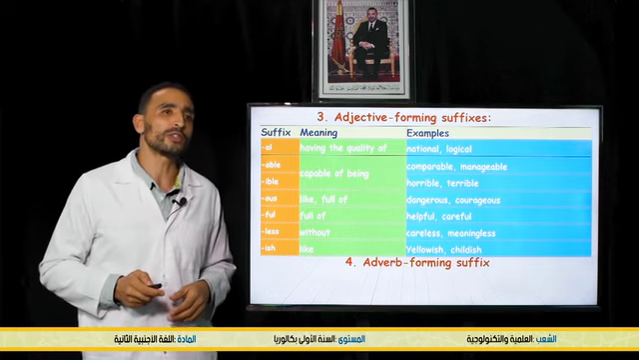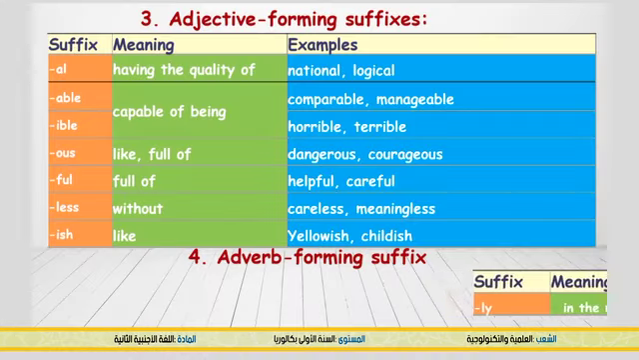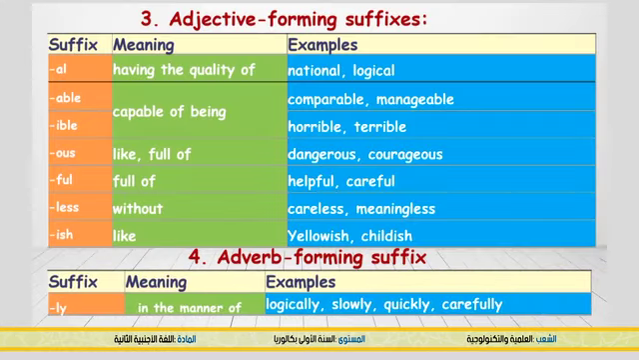And the last one, number 4, adverb forming suffix, and we have only one suffix here which is LY. The meaning here is in the manner of. Examples, we say logical is the adjective, but the adverb is logically. Logical, logically. Slow, slowly. Quick, quickly. And careful, carefully.